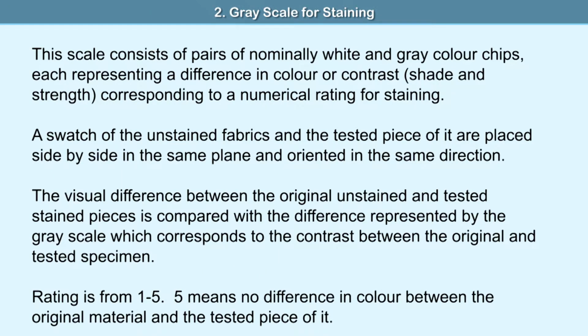This scale consists of pairs of nominally white and gray color chips, each representing a difference in color or contrast corresponding to a numerical rating for staining. A swatch of the unstained fabrics and the tested piece of it are placed side by side in the same plane and oriented in the same direction. The visual difference between the original unstained and tested stained pieces is compared with the difference represented by the gray scale, which corresponds to the contrast between the original and tested specimen. Rating is from 1 to 5, where 5 means no difference in color between the original material and the tested piece of it.